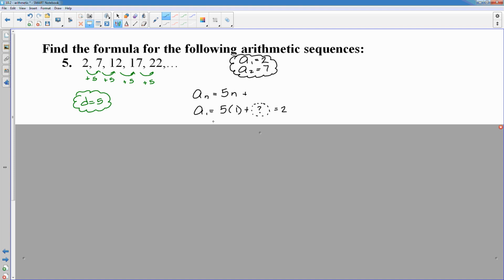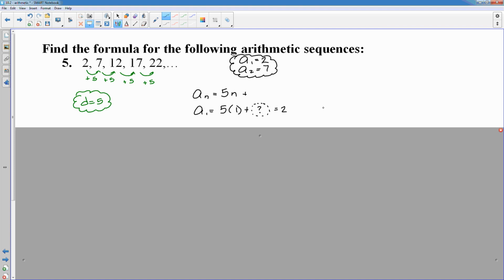And I'm doing this really touchy-feely. I'm almost regretting the way I'm going about this now. Whatever. All right, so I've now got 5 plus some number needs to give me 2. So let's see, 5 plus some number needs to equal 2. And I know that if I plug negative 3 in right here, 5 minus 3 does give me 2. So that leads me to believe that, therefore, my sequence is given by the formula 5 times n minus 3.